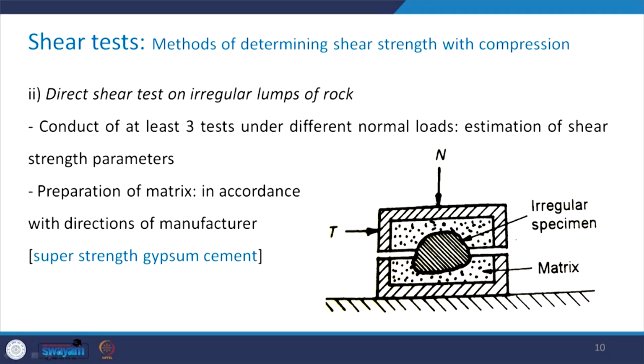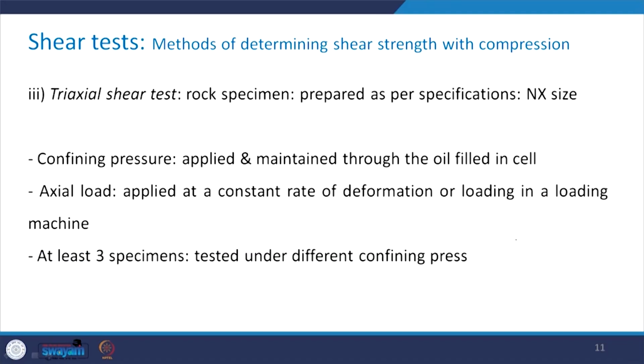This should be done in accordance with directions of the manufacturer. For example, super strength gypsum cement can be used as the matrix material. So, this is how the direct shear test on irregular lumps of specimen can be conducted. Now, coming to the next category of the shear test, which is the triaxial shear test.